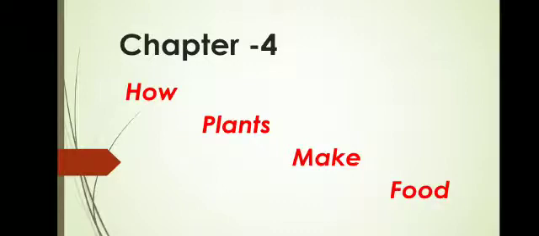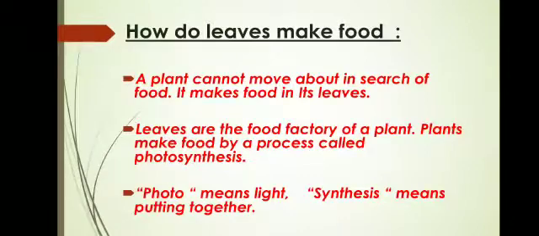Suppose animals feel hungry, they can move about in search of food. What about plants? Can plants move? No, they cannot move in search of food. That's why they prepare food in their leaves. Plants cannot move about in search of food. They make food in their leaves. Leaves are called the food factory of a plant, or the kitchen of a plant, because plants prepare food in their leaves.